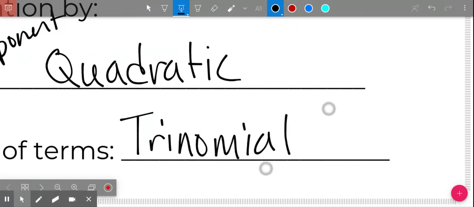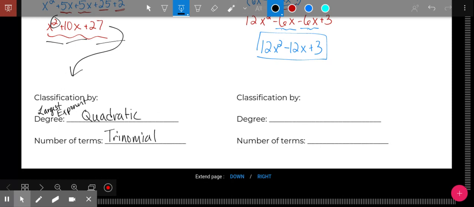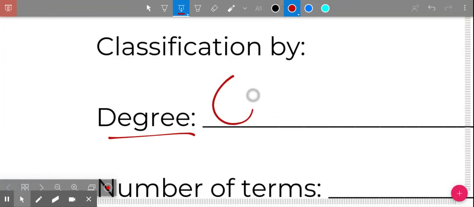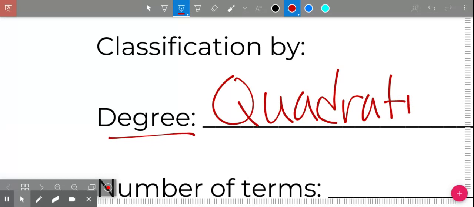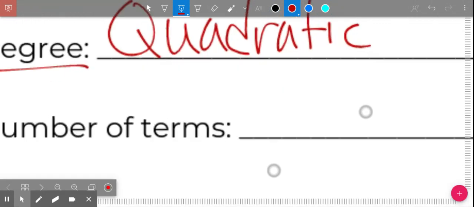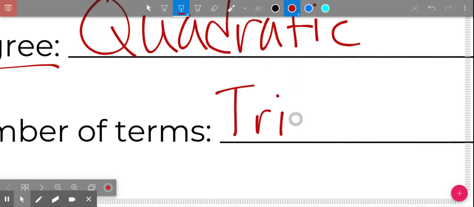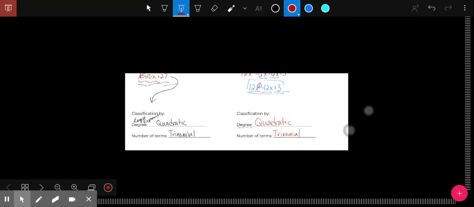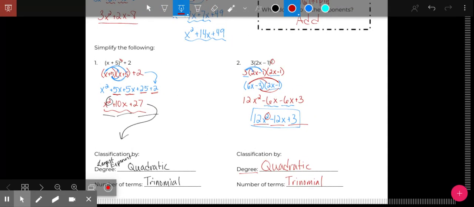All right, classifying the second answer that we had. Again, the degree is the largest exponent. So if we look at this, our largest exponent is a 2. So that also means quadratic. And then the number of terms, we have 1, 2, 3 terms, so we have a trinomial. All right, let's skip to the back.